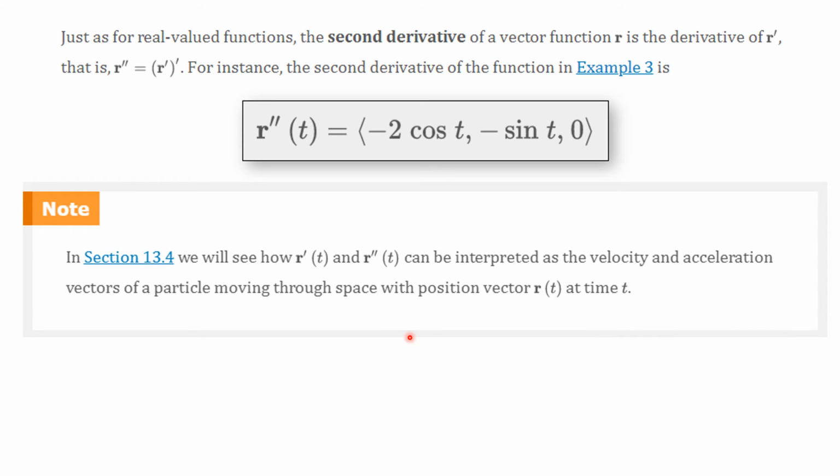Now note that you see how r prime and r double prime can be interpreted as the velocity and acceleration of particles moving through space. This is not surprising, and we'll deal with this in a later section more explicitly.